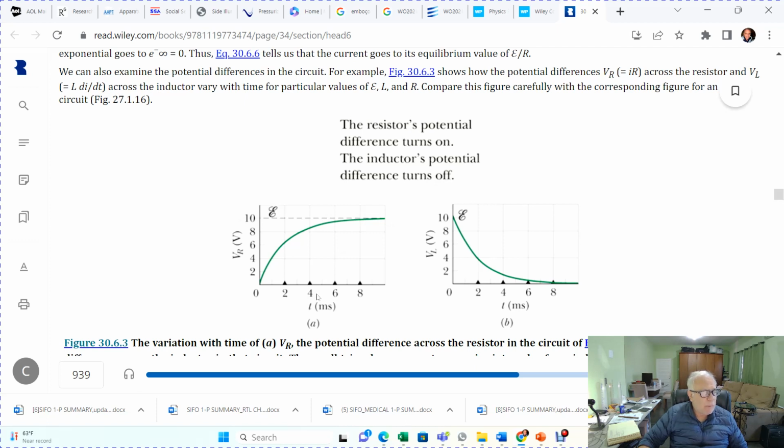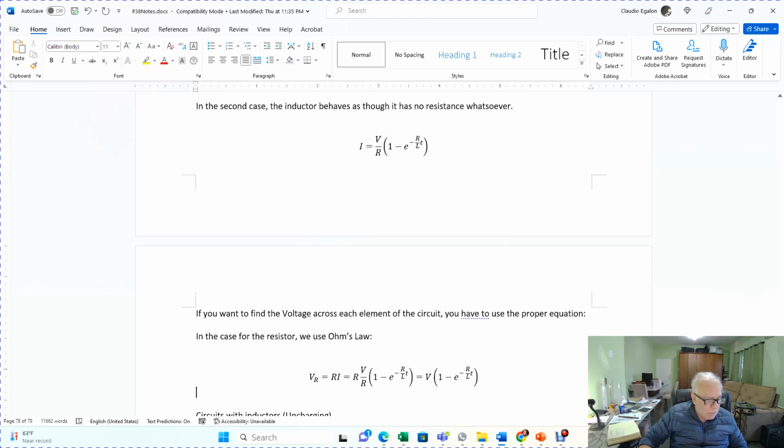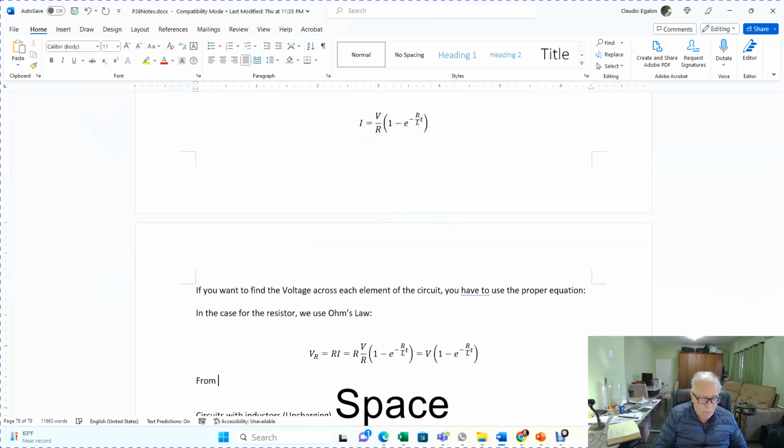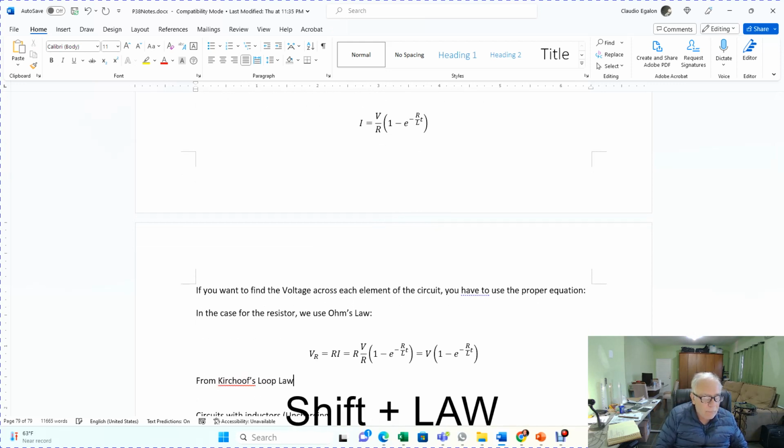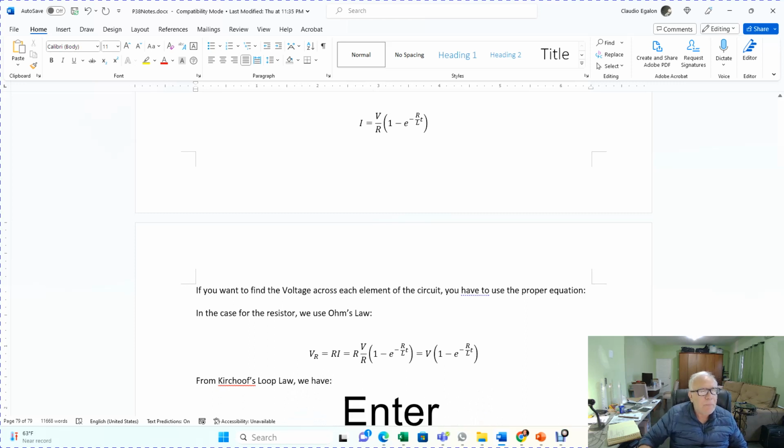Well, what would be the behavior for the voltage across the inductor? The voltage across the inductor is going to be, in order for energy to be conserved, V minus VR. That's why we get something like that. But you can remember from Kirchhoff's loop law that we have to have conservation of energy.